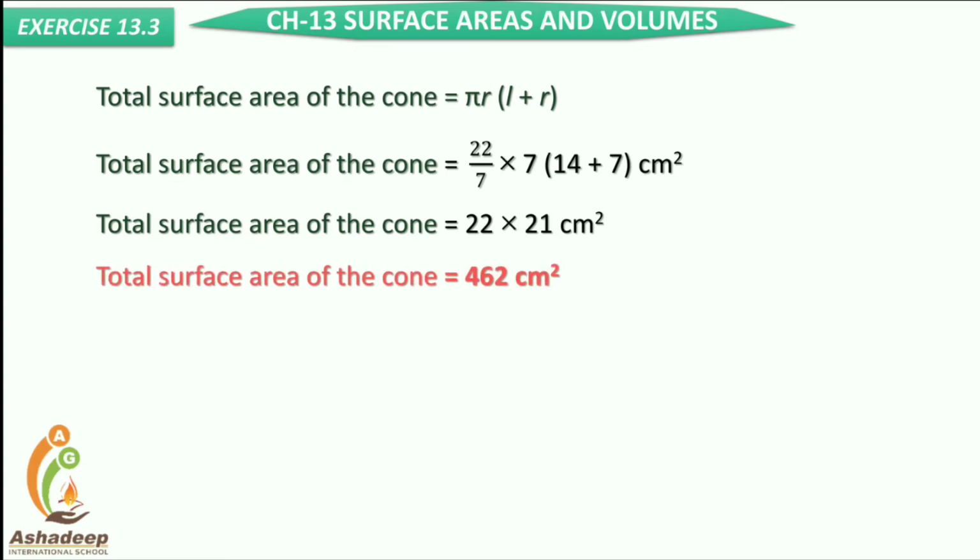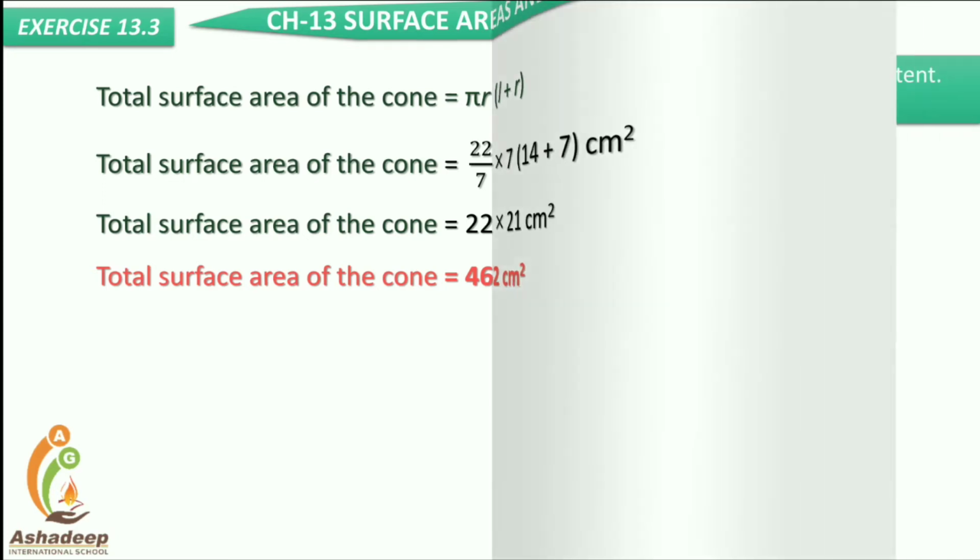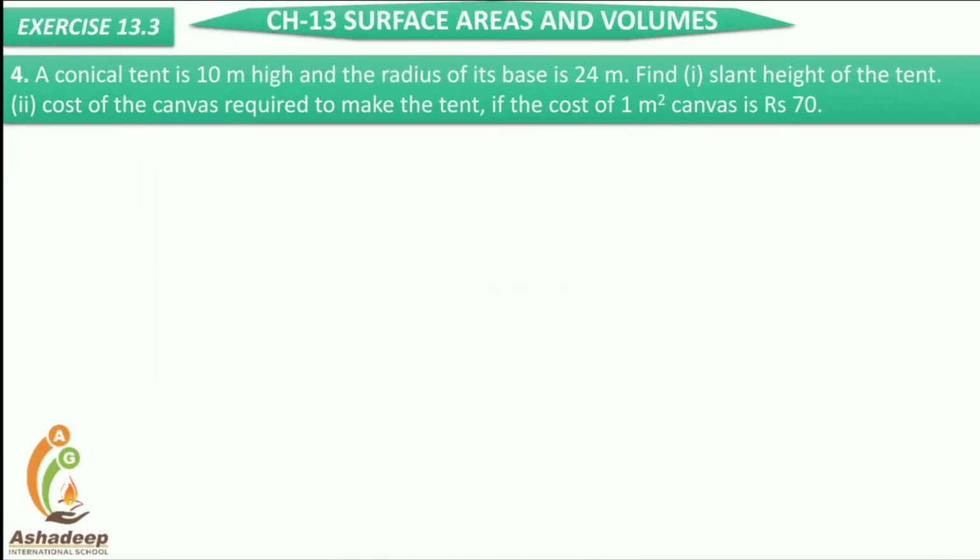So this is 462 centimeter square, your answer. That is the total surface area of the cone. यहाँ पे बड़ा सिंपल सा है, आपको सिर्फ फॉर्मूलाज याद रखने हैं, फॉर्मूलाज में वैल्यूज रखनी है, दैट्स इट.